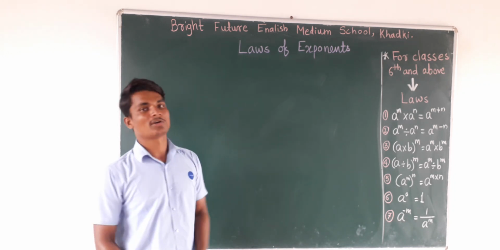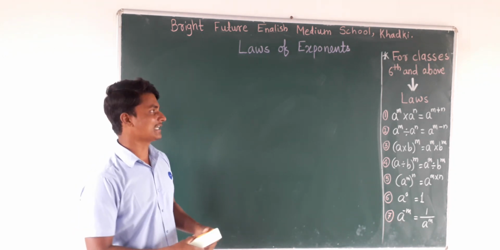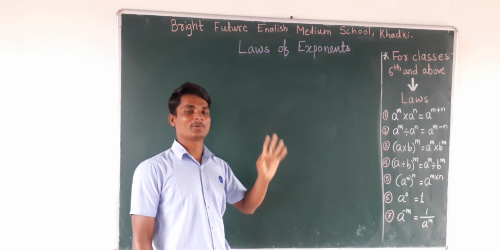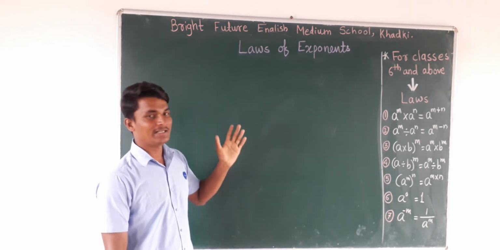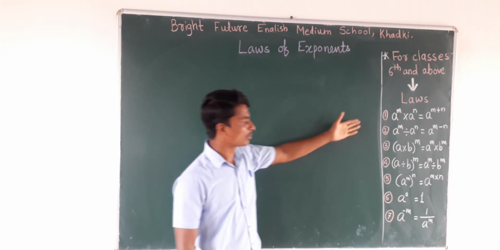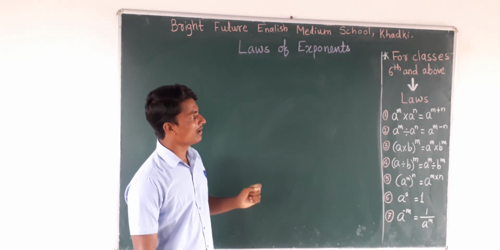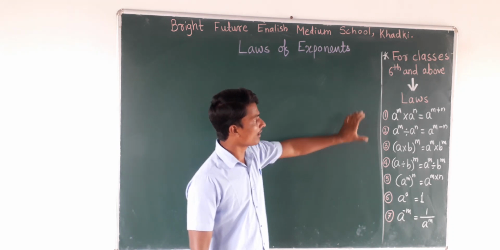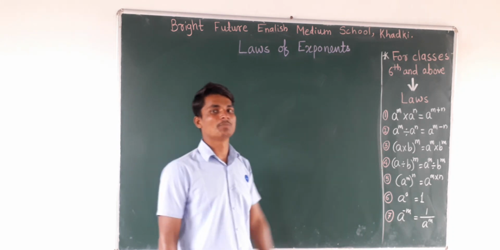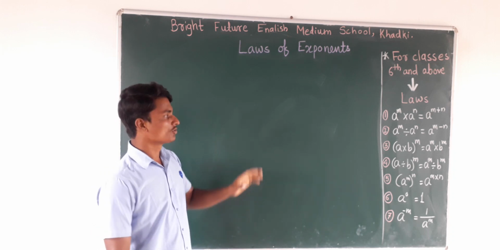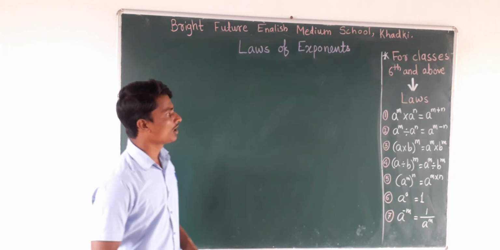This topic is important for 6th and above classes. That means it is important from 6th to 12th standard, that is 6, 7, 8, 9, 10, 11 and 12, because these are the rules that you have to use while solving examples. This topic is also important for the 8th standard scholarship exam. So we will start this point, laws of exponent.